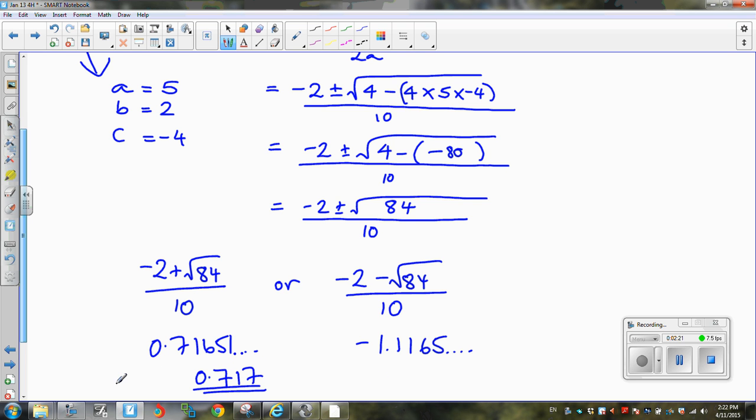If I round both of those to three significant figures, the first one is 0.717, so that's my first answer, and that's a value of x, or the other value is going to be minus 1.12.